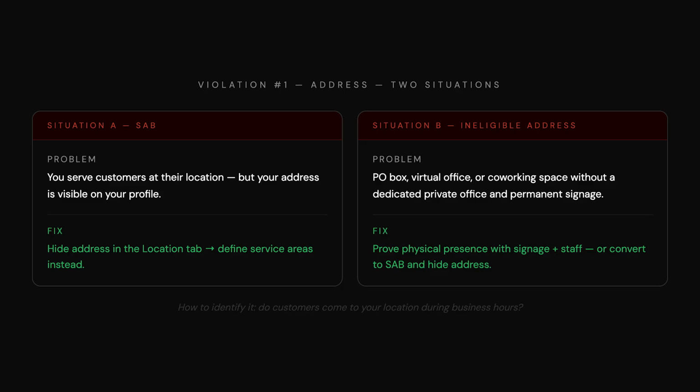Now, situation B, your address is a PO box, a virtual office or a co-working space without a dedicated private office. Google's guidelines are clear. These aren't eligible. The fix is either to prove legitimate physical presence with permanent signage and staff during business hours, or to convert the profile to a service area business and hide the address entirely.